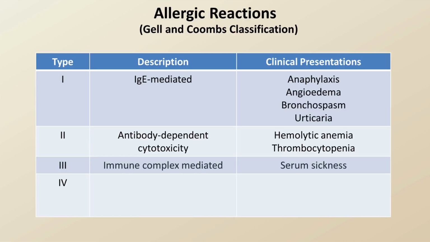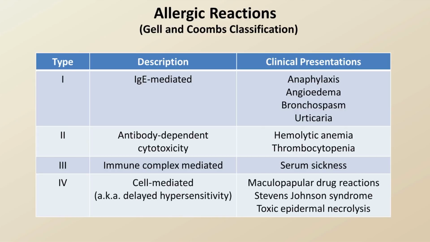Type 2 reactions, which are described as antibody-dependent cytotoxicity, result in hemolytic anemia and thrombocytopenia. Type 3 is immune complex mediated and results in a relatively obscure entity called serum sickness. And finally, type 4, also known as cell-mediated or delayed hypersensitivity, is responsible for maculopapular drug reactions, as well as the severe dermatologic disorders Stevens-Johnson syndrome and toxic epidermal necrolysis. In general, it is the type 1 reactions, as well as the severe dermatologic conditions, that are of concern when someone reports a history of drug allergy.